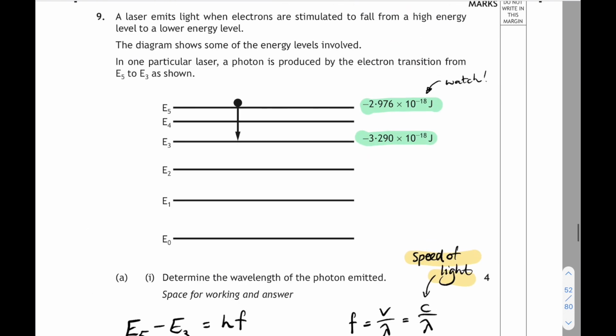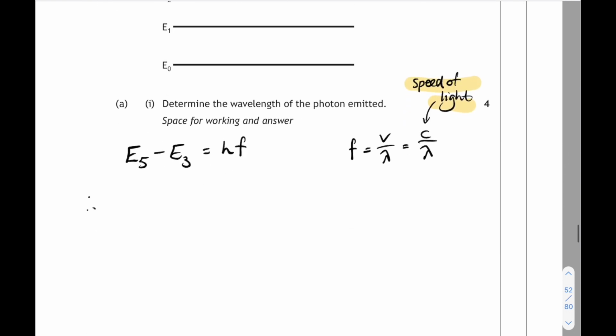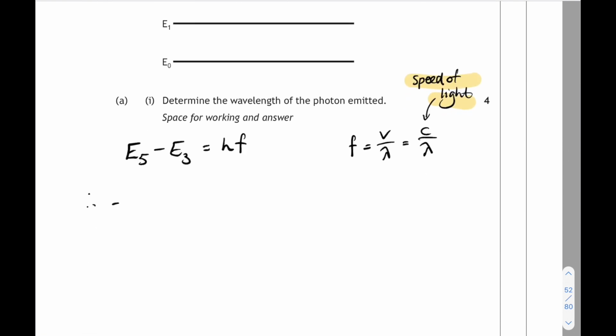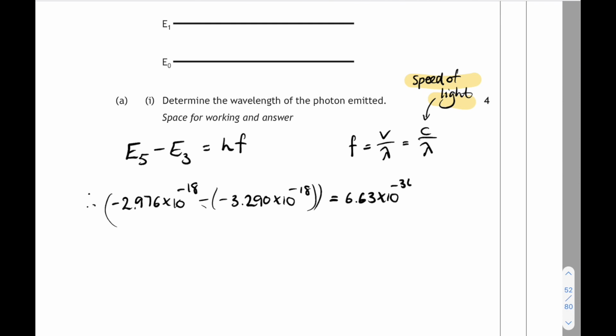So let's put the numbers in. Should you double check these? So minus 2.976 times 10 to the minus 18 minus 3.290 times 10 to the minus 18. That's the two energy levels. And then Planck's constant, 6.63 times 10 to the minus 34, is on your data sheet, times, now I'm going to put c over lambda here. So speed of light, 3 times 10 to the 8 over lambda, and it's lambda we're interested in.